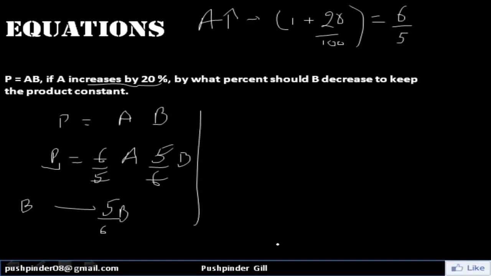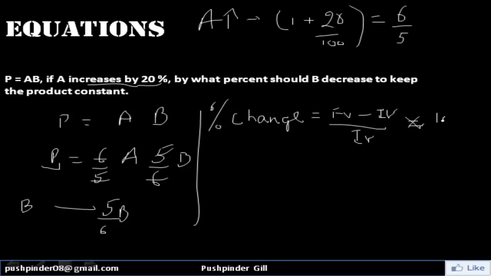Now I have to calculate the percent change in B. Now guys, remember this, how do we calculate the percent change? It is very important. So the percent change can be calculated as the final value minus the initial value divided by the initial value into 100, right?